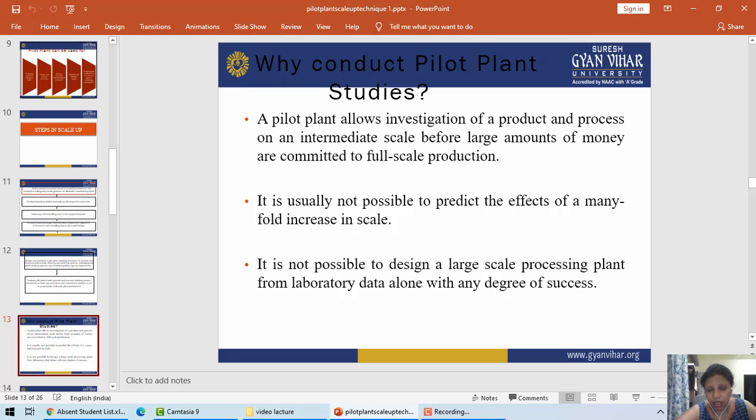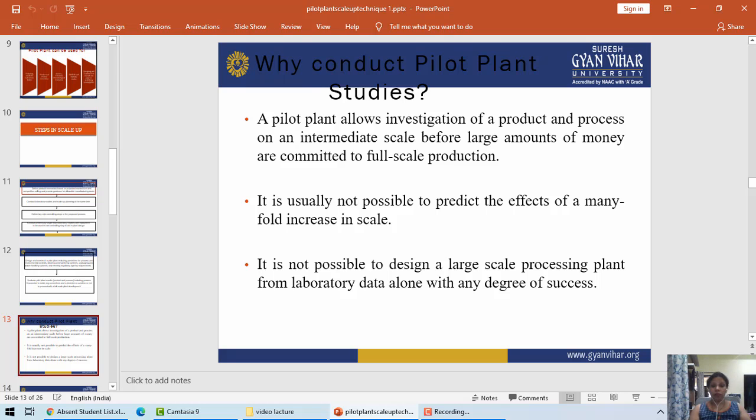Okay, it is usually not possible to predict the effects of a many-fold increase in scale. This is why the pilot plant study happens. As I have discussed, if we are making a small amount of something, we cannot imagine that one tablet will be the same as the same formula if we make 1,000 tablets. So manifold prediction is very difficult. That's why we need the pilot plant study.